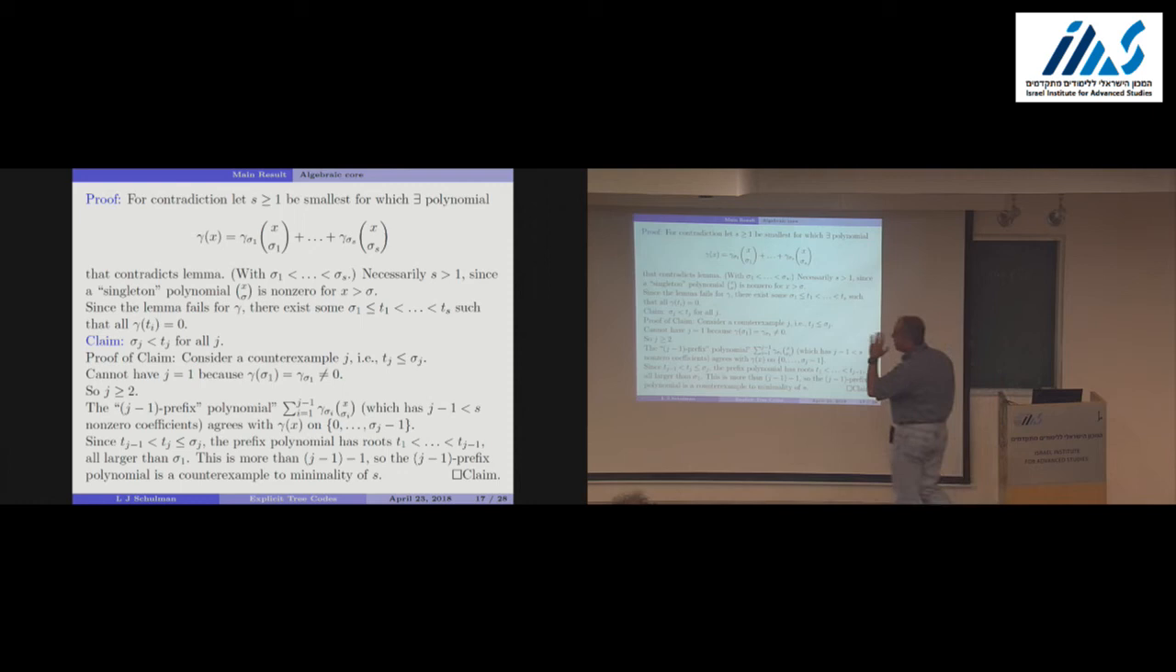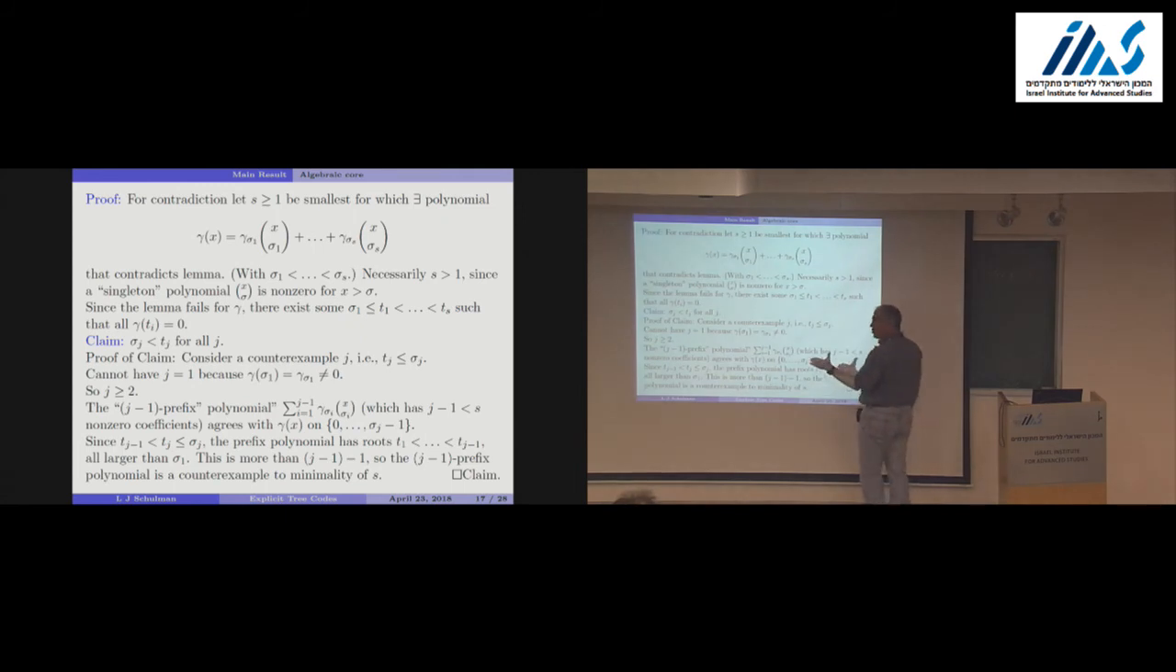So the claim, the first thing I want to show you, is that all the sigma j's are less than the tj's. So you don't get the jth root until you've had the jth non-zero coefficient. And well, suppose this were false. So there's some way of getting tj before or equal to sigma j. That can't happen right at the beginning, because, as I said, when you have the first non-zero coefficient of the polynomial, it immediately gives you a non-zero value also. That's just the singleton polynomial, sigma choose sigma is 1. Okay? So j has to be at least 2.